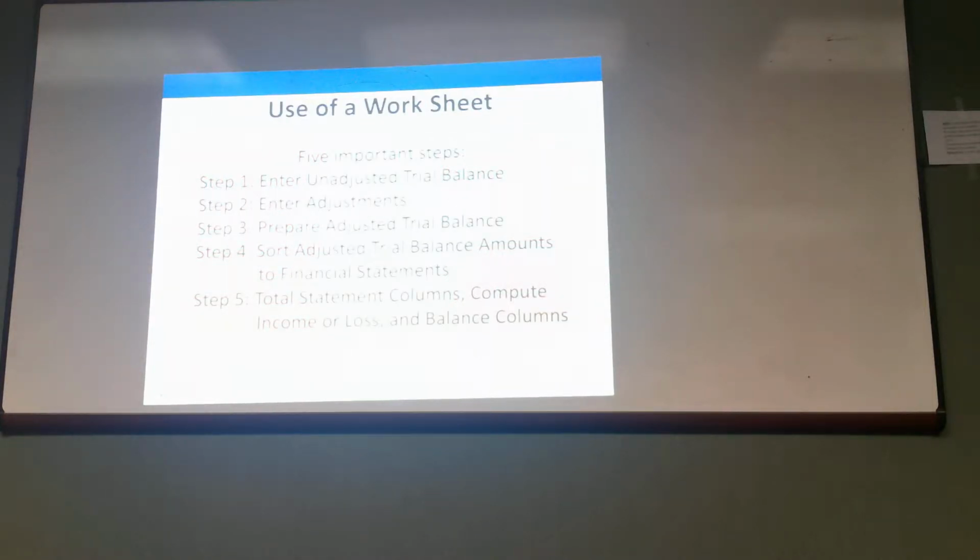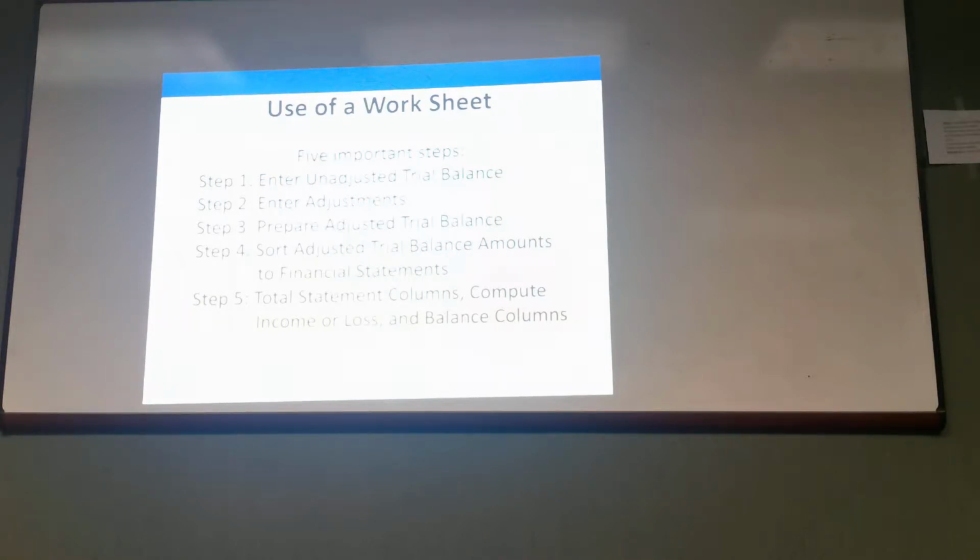So here are the 5 important steps in order to create a worksheet. So you want to enter the unadjusted trial balance. So this is all of the transactions that happen in chapters 1 and 2. So they're the regular transactions. They're more transactional, meaning that something happens and then we have to record that something in the trial balance. Step 2 is you want to enter the adjustments.